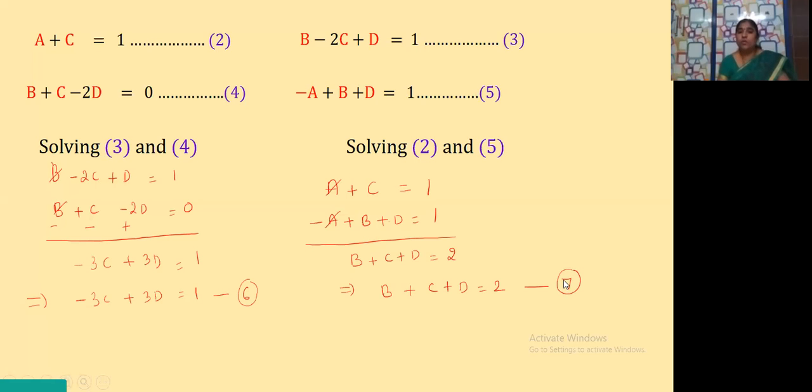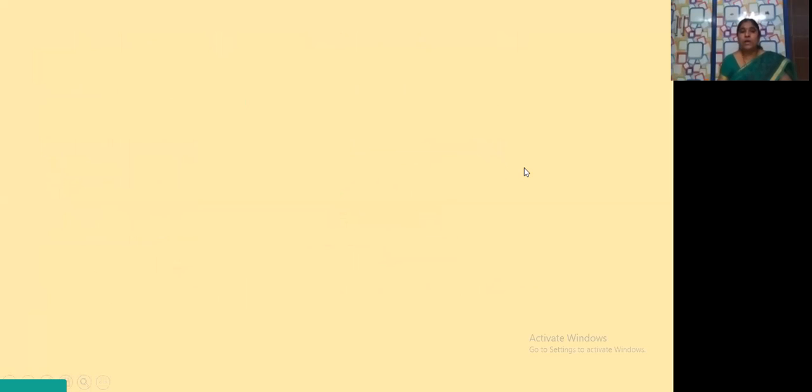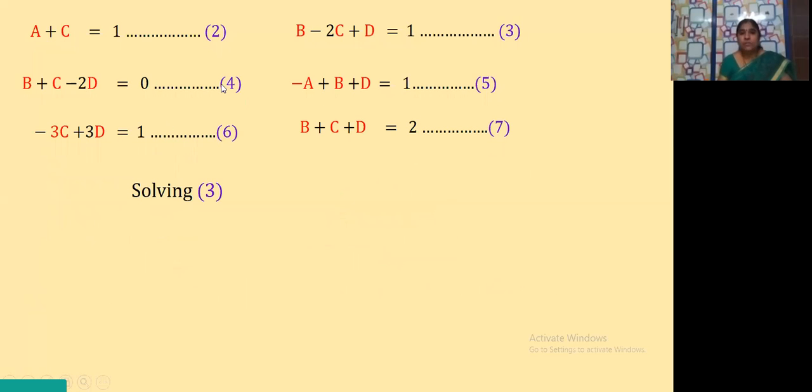Here we got two equations. One is equation number 6 and equation number 7. In terms of C and D here, in terms of B, C and D in the 7th equation. Now, let us write them here. What are the values here? These are all the equations: 2, 3, 4, 5 are the equations already, and 6 and 7. Okay.